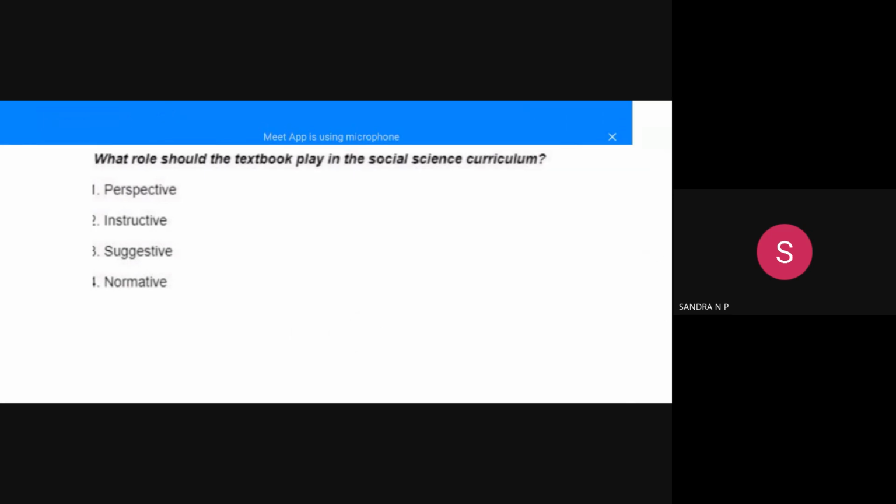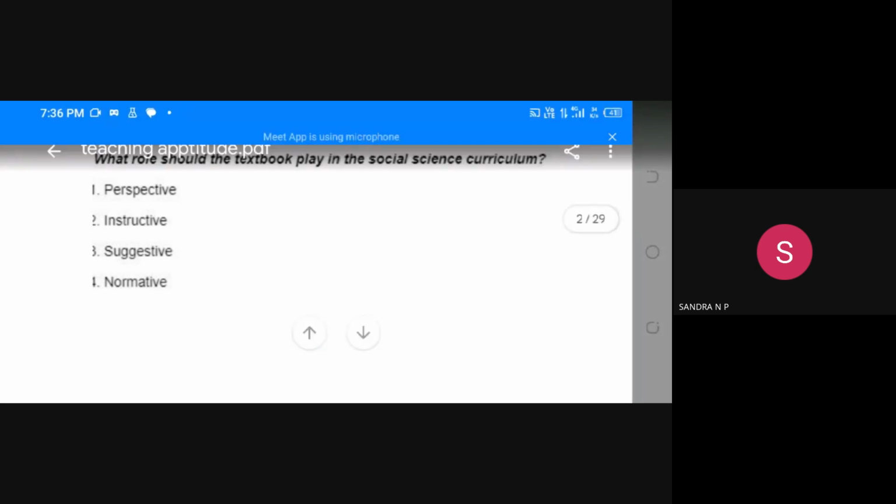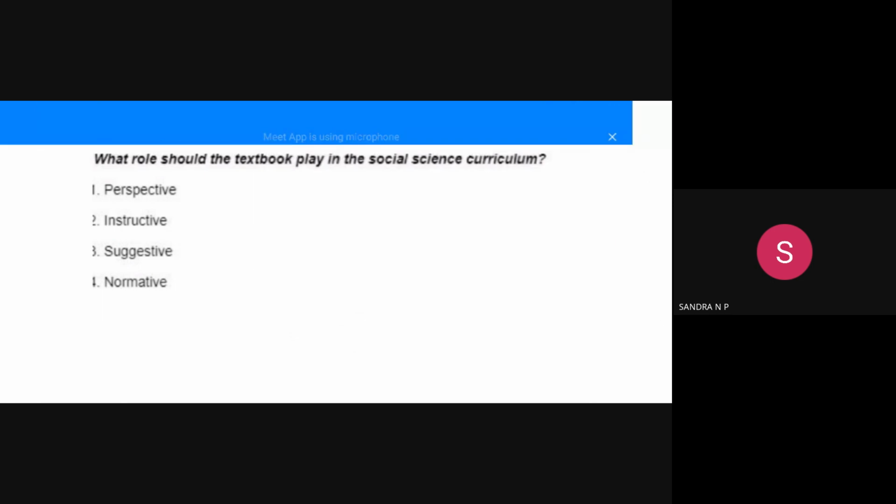The answer is suggestive. Suggestive in the sense that the textbook should suggest to the children what they have to learn and the ways they have to learn. Perspective means it is based on certain views. The textbook should not be instructive; it does not give instructions. It should be suggestive. This kind of question is related to teaching aptitude: the role of the textbook, the role of teachers, the students' role in the classroom, like that.